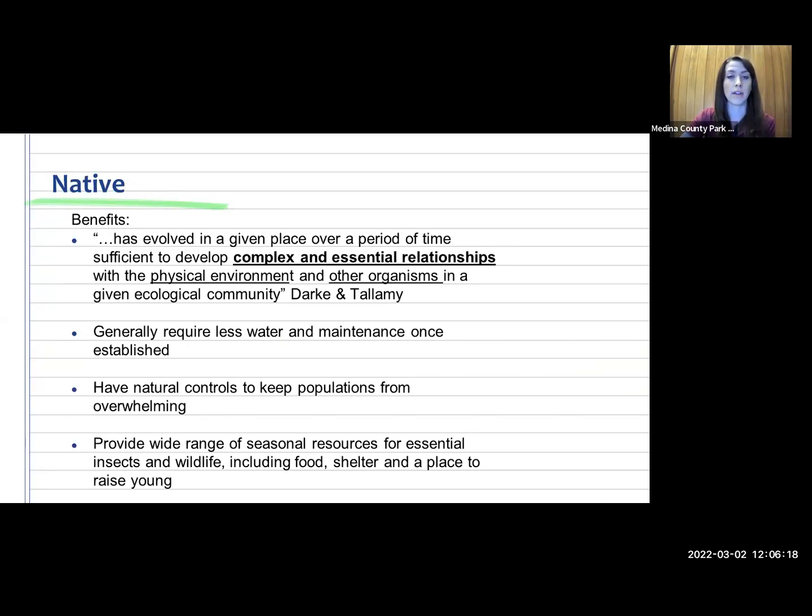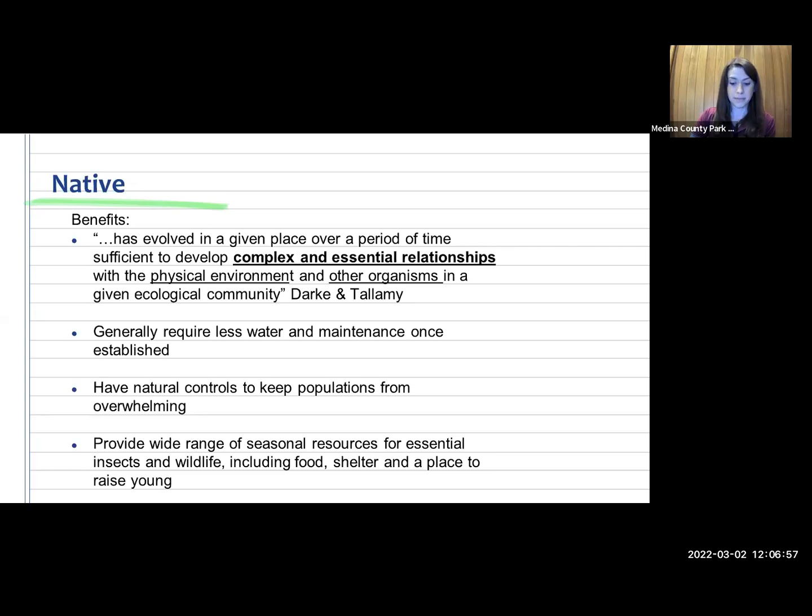So when we think of native, they generally cut it off as before the pioneers, as we were founding the United States here. Some different benefits of natives, especially in plants, is that once they're established, they generally require less water and maintenance. They have natural controls in the environment, which we'll continue to talk about. That means there are other plants, insects, and herbivores that can control these species and keep them from overwhelming. And that last bullet point there, they provide a wide range of resources.